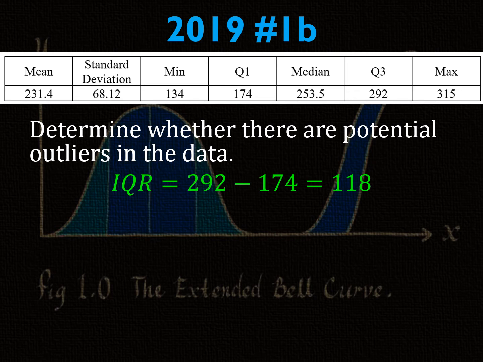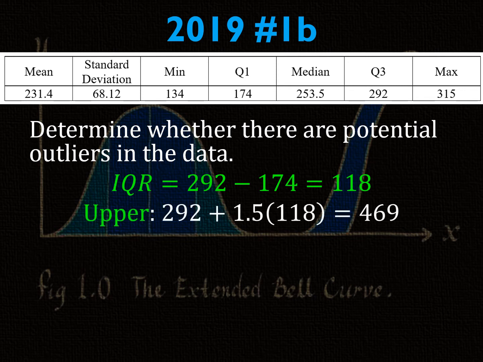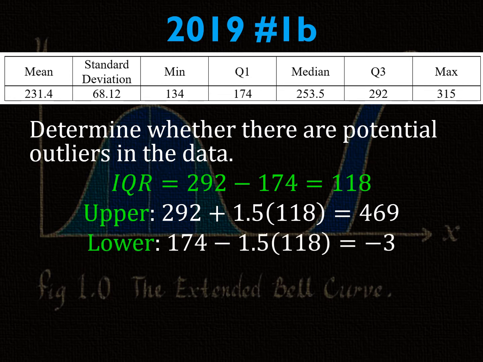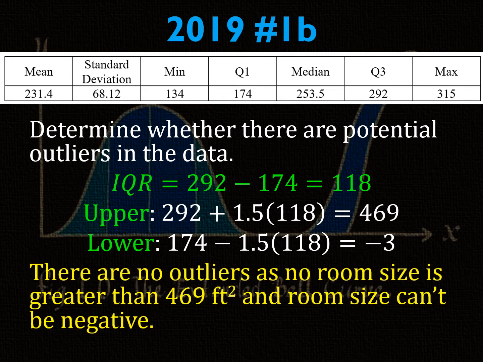So for the IQR, we need to look at 292, which is Q3, minus Q1, which is 174, or 118. For a value to be an outlier, it's got to be at least 1.5 times the IQR above Q3 or below Q1. So for the upper limit, it's 292 plus 1.5 times 118, which means a value has to be at least 469 to be considered an outlier. On the lower end, it's 174 minus 1.5 times 118, which comes out to -3. So you can't have a negative or low outlier. So there are no outliers as no room size is greater than 469 square feet.